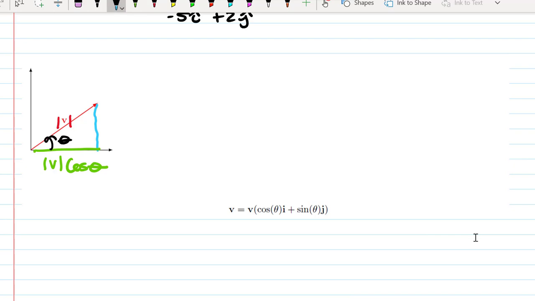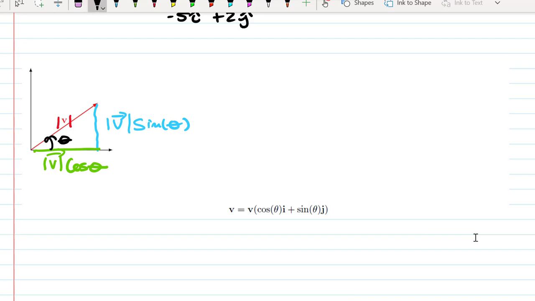And the vertical component, or the j hat component, is going to be the magnitude of v times the sine of theta, because opposite over hypotenuse is sine, and adjacent over hypotenuse is cosine. So in terms of our triangle, we would have the magnitude of v cosine theta and the magnitude of v sine theta. Both of these have a common factor of the magnitude of v.